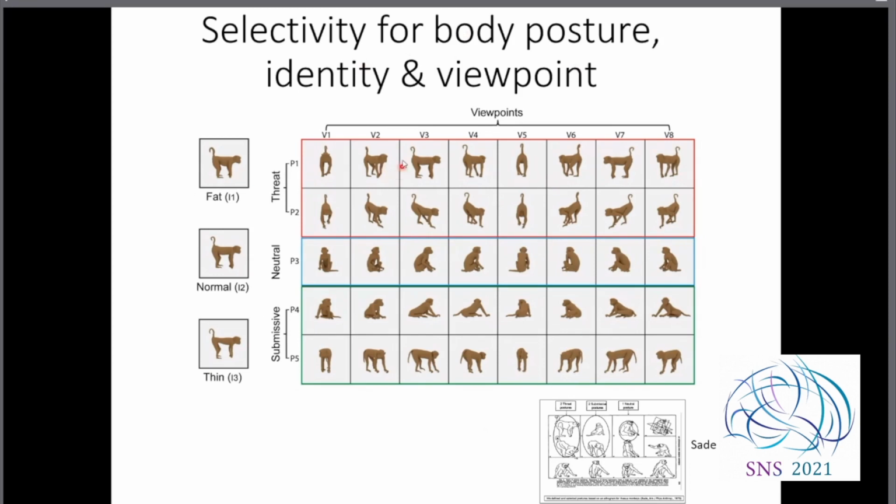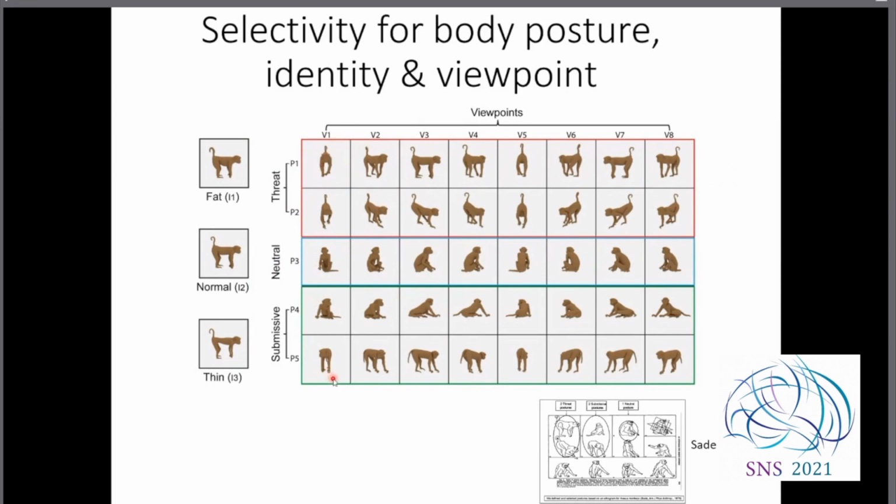And they have a face, but the face is the same everywhere, basically. So it's the same face identity, and as you can see, the facial features are not very well visible. So it's mainly the body that is supposed to drive the response. So we had 3 identities. We had a fat monkey, a normal sized monkey, and then a thin monkey. So we basically used body mass index as identity. And then each identity was run at these different viewpoints, and each identity could have 5 different postures.